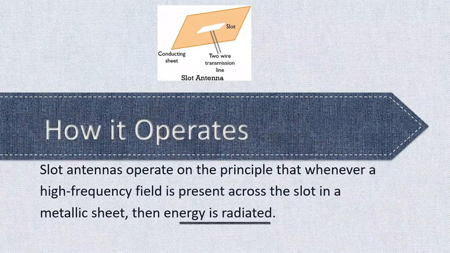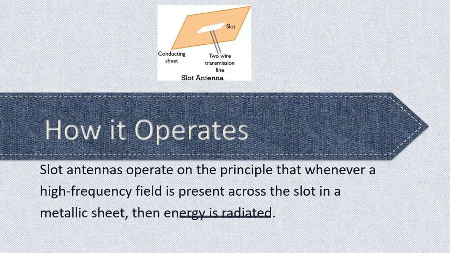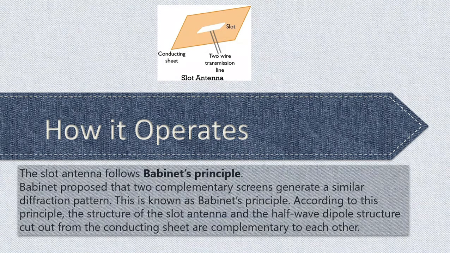How it operates. Slot antennas operate on the principle that whenever a high-frequency field is present across the slot in a metallic sheet, then energy is radiated. The slot antenna follows Babinet's principle. Babinet proposed that 2 complementary screens generate a similar diffraction pattern. This is known as Babinet's principle. According to this principle, the structure of the slot antenna and the half-wave dipole structure cut out from the conducting sheet are complementary to each other.